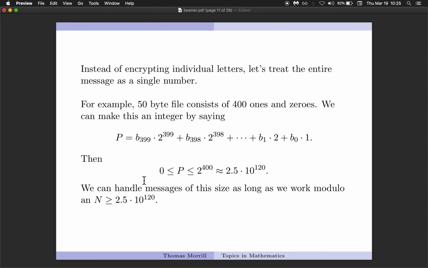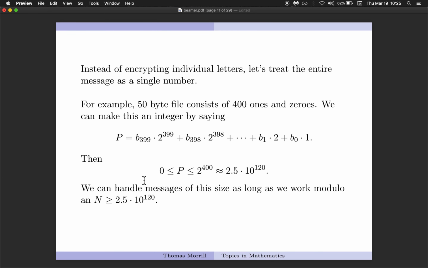So how big is that? Roughly 2.5 times 10 to the power 120. We're talking about some integer with 120 digits. Again, that feels like a lot for the kinds of calculations that we do on a day-to-day basis, but for computers working with numbers, this is basically no problem at all.